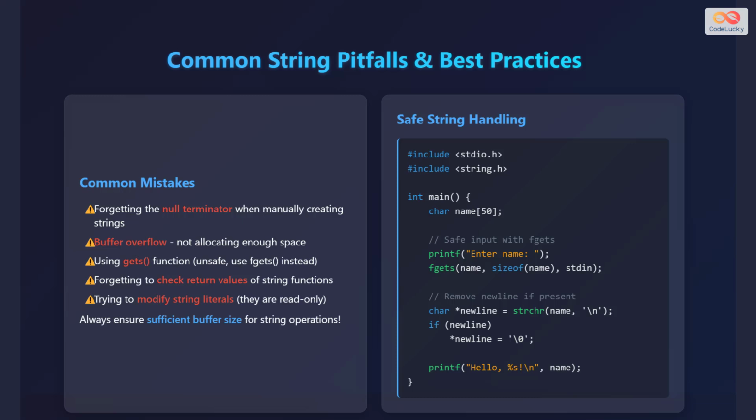For example, include stdio.h and include string.h. Then define the main function, char name of size 50. For safe input with fgets, use printf and the fgets function. Remove newline if present. Char pointer newline equals strchr(name, '\n'). If newline is present, then the newline pointed to by newline equals '\0'. Then print using printf.